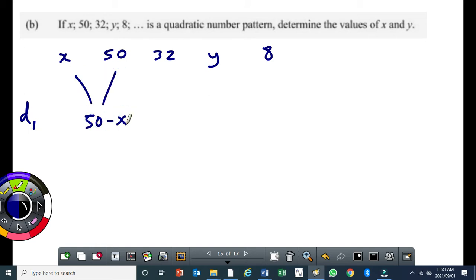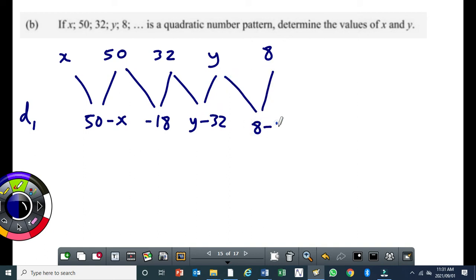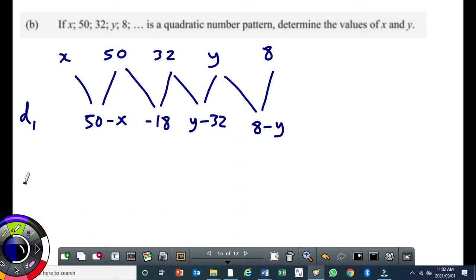That will be 50 minus x. That will be minus 18. And that will be y minus 32. And then you have 8 minus y. Then you also need to determine the second differences.